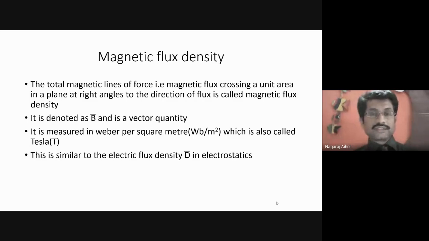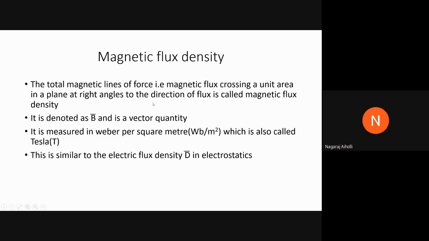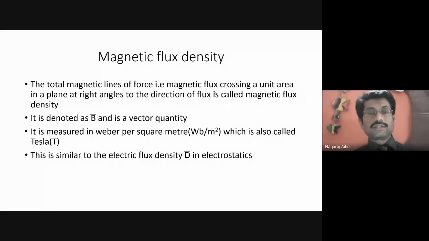The total magnetic lines of force, that is, the magnetic flux crossing a unit area in a plane at right angles to the direction of flux, is called magnetic flux density. Magnetic flux per unit area. In electric flux density, it is charge per unit area or flux per unit area. Here it is flux per unit area. It is denoted as B bar. Magnetic flux density is denoted as B bar, and it is a vector quantity, because there is a particular direction in which the flux exists, is it not? Hence it is also a vector quantity.